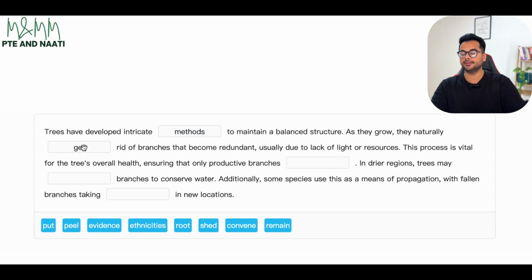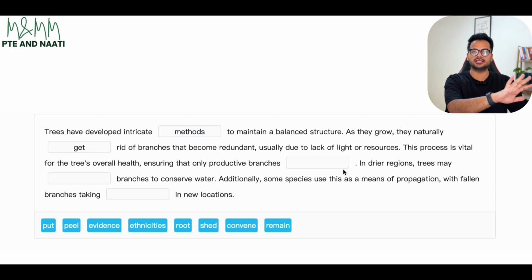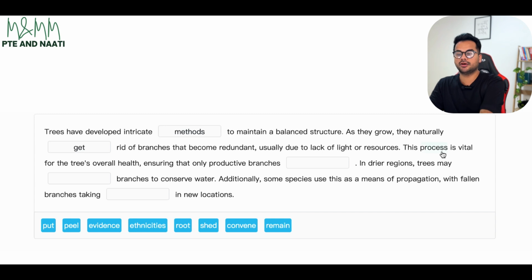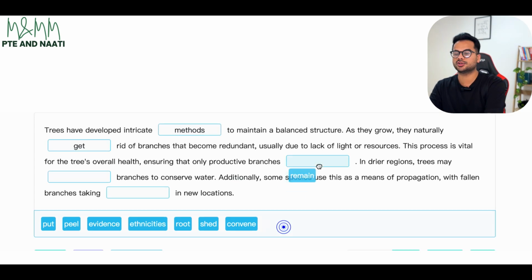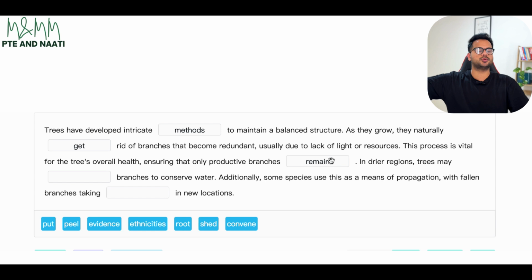Which ones? Those that become redundant, usually due to lack of light or resources. This process is vital for the tree's overall health, ensuring that only productive branches dash. So we have gotten rid of the branches that we made redundant, and this process is vital for the tree's overall health. When you get rid of branches that are not needed, it helps ensure that only productive branches remain, which is my right answer over here. So I've gotten rid of the branches I did not need, and only the productive branches will remain, the ones which are in good shape and good health.